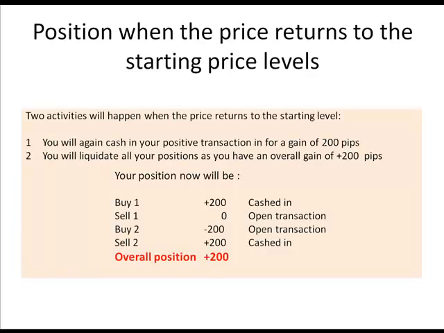It then moves back down to your starting position, and at that point your first buy has been cashed in. Your first sell then becomes neutral because the price has moved back to the same price level, and the buy that you had at level 1 has now become negative 200, but you've been able to cash in the sell at that point. If you add that all together, you've got a cash in there and a cash in there. You're carrying one negative and one break even. If you add them together, it's an overall position of plus 200.